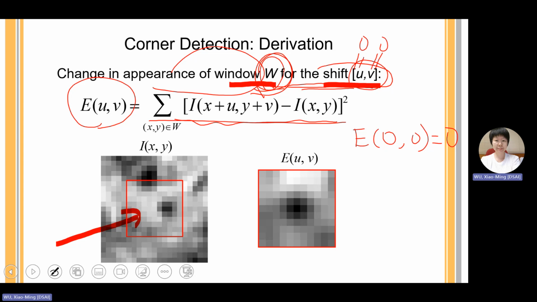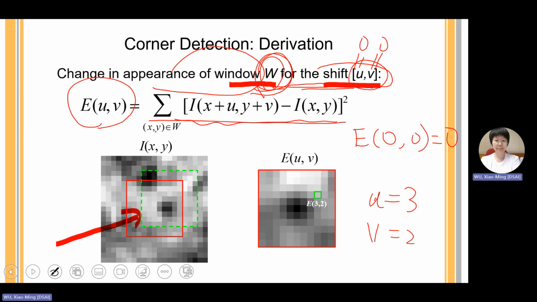Now we will compare the pixel values within this red window and those within the green one. Say we shift the window by U horizontally by 3 pixels and vertically by 2 pixels. So the window is shifted from the red position to the green one.